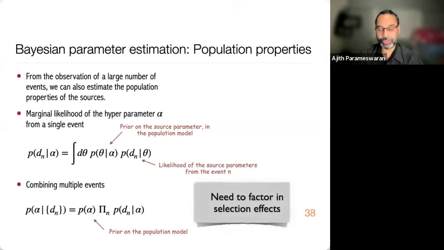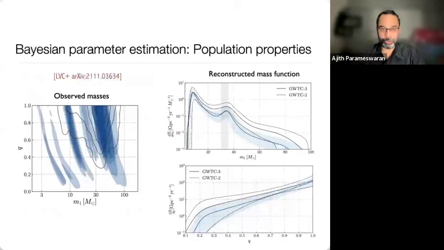And one also has to factor in things like selection effects, etc. I won't go into that detail, but one has to exercise care. But here's one example of how one does that. So here, for example, the left plot shows the observed mass of the primary black hole and the mass ratio, the M1 by M2, or M2 by M1, of binary black holes observed using, I think, the second observing round of LIGO. And each of these blue contours shows one particular observed signal.